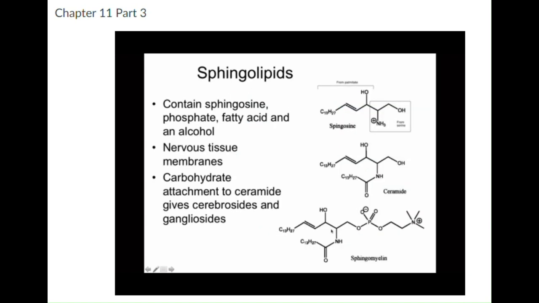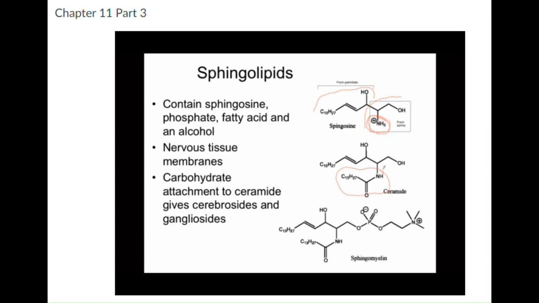Now, sphingolipids have some similar properties to phospholipids. Basically, we start off with a molecule of sphingosine, which arises, this portion here arises from palmitate, this portion here from serine. Now, sphingosine has a fatty acid attached to it. The fatty acid actually gets attached to the amine group that came from serine, and this gives rise to a molecule that we call a ceramide.